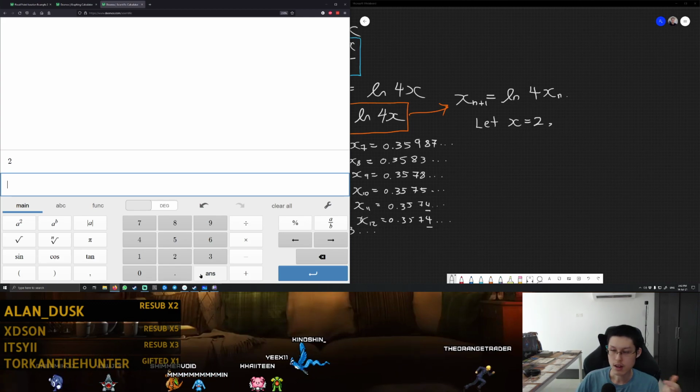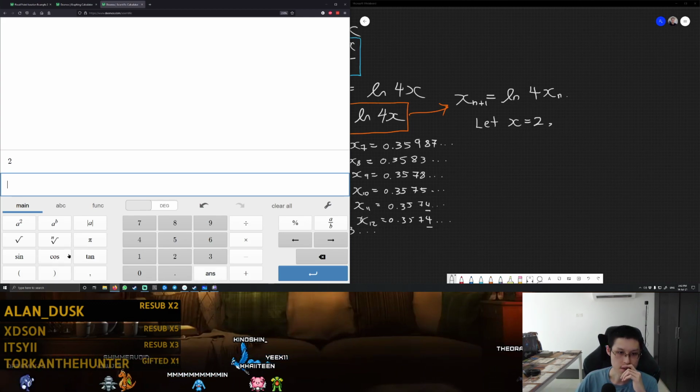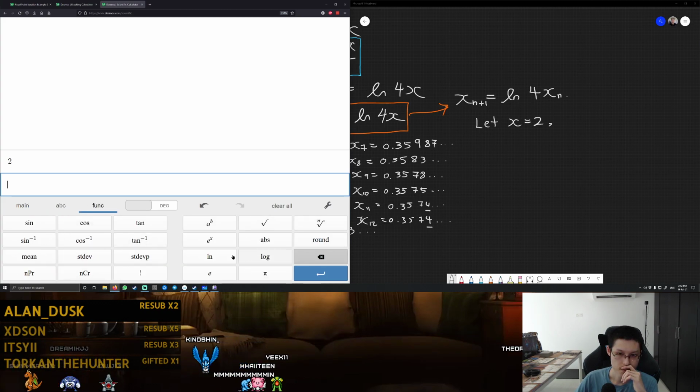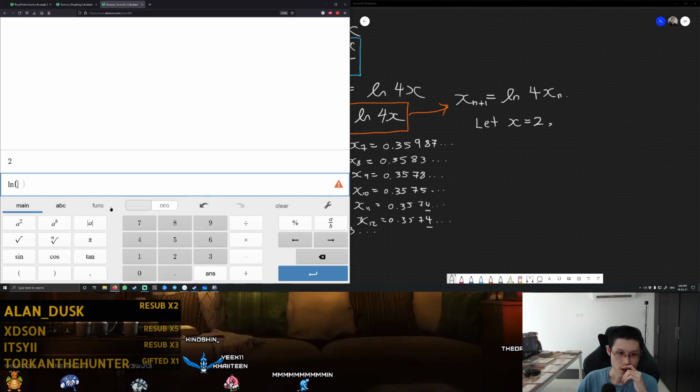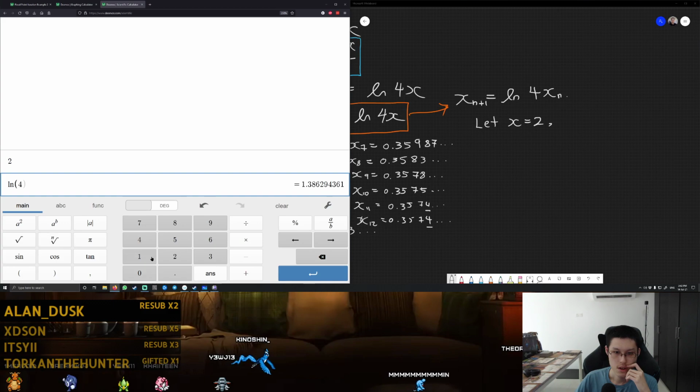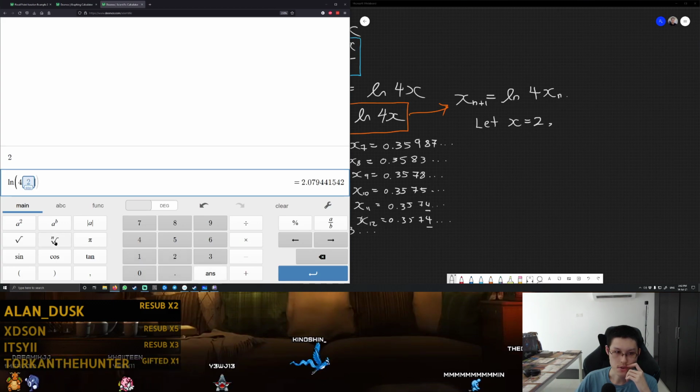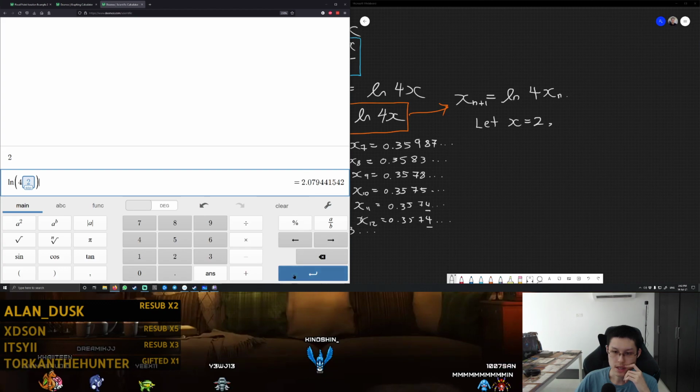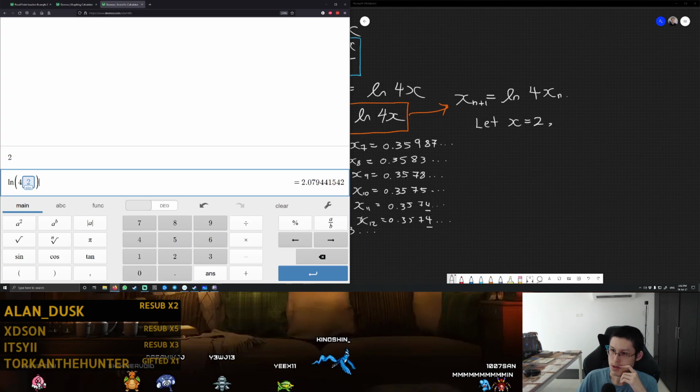All right. Then the next thing you do is you write ln. Do we have ln over here? Yes, put ln and put 4 and you put answer. Instead of putting 2, you put answer in there. Okay, and then you can see if you press enter, you get 2.079. So that's what you want to do.